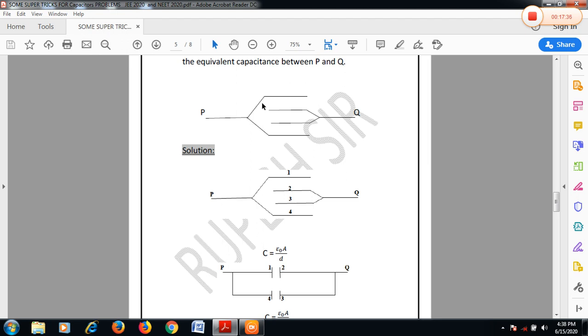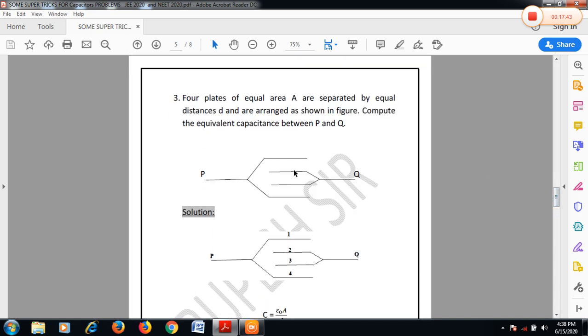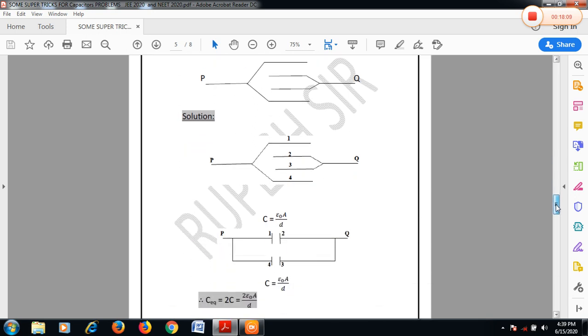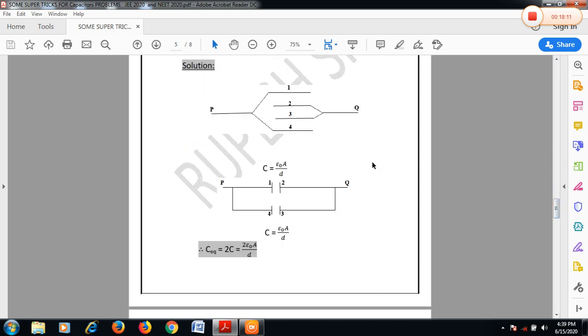Okay, first we have numbered them, that is 1, 2, 3, 4. Again, all the capacitors are identical, each having capacitance C, the distance between the plates is D, and the cross sectional area is A. Now we need to find the equivalent capacitance between P and Q. So what we have done is first numbered it 1, 2, 3, 4.